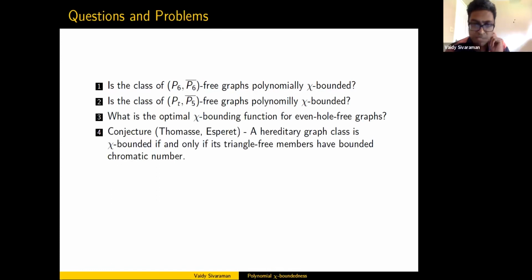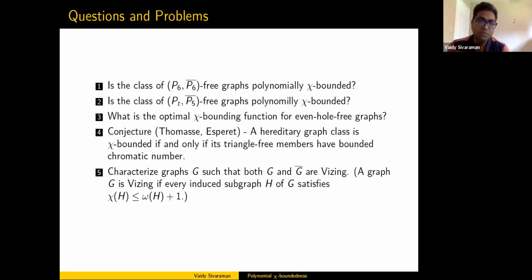And in my last minute, I want to mention this important conjecture of Thomassé and Esperet, which says that the behavior of a hereditary graph class, as far as chi-boundedness is concerned, is governed by the triangle-free members. If the triangle-free members have bounded chromatic number, then that immediately tells that the whole class is chi-bounded. This is also a very strong conjecture.